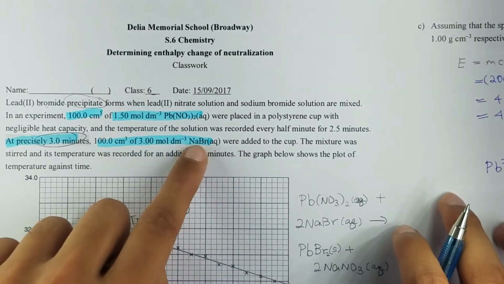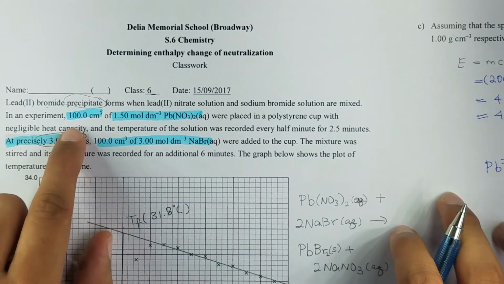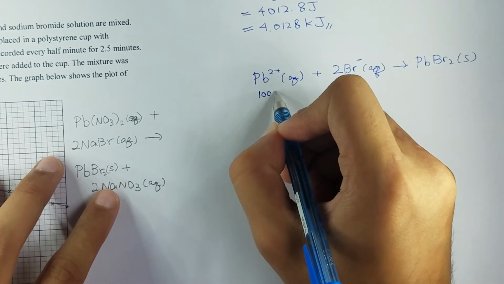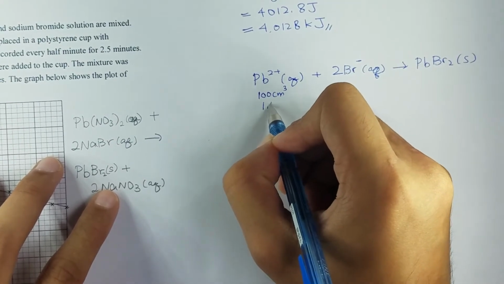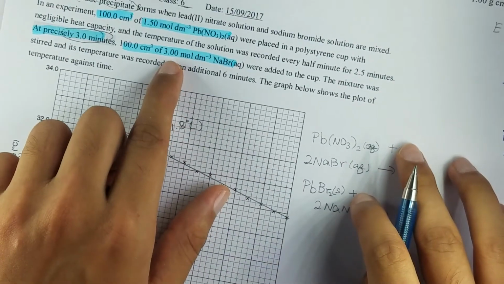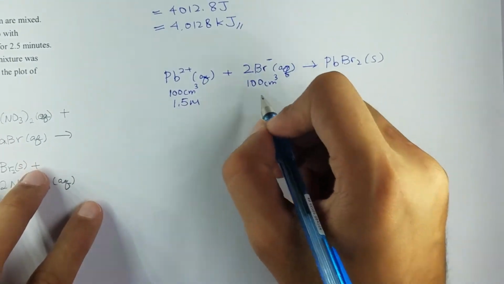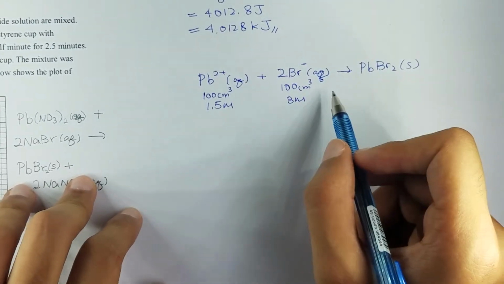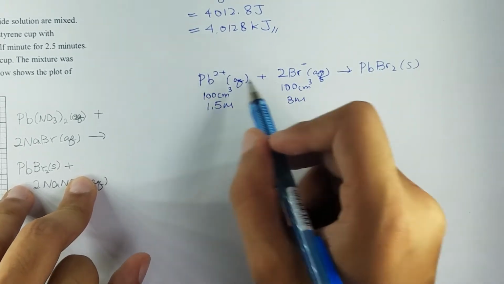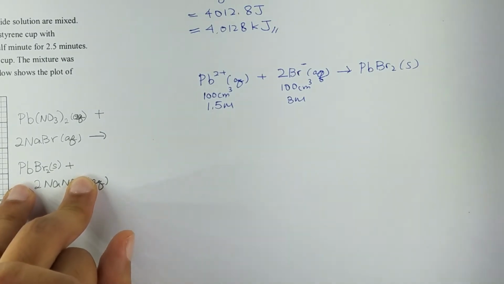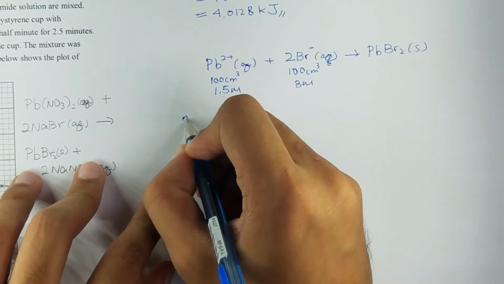Now we ask ourselves what information is given. Over here, let's have a look: lead nitrate, 100 cm³, 1.5 M. And 100 cm³, this one is 3 M. Now what do you notice? We have 2 reactants, and the mole ratio is 1 to 2. So what to do? The concept of limiting reactant might be used here. We don't know, so let's have a look. Find the number of moles for both of them.